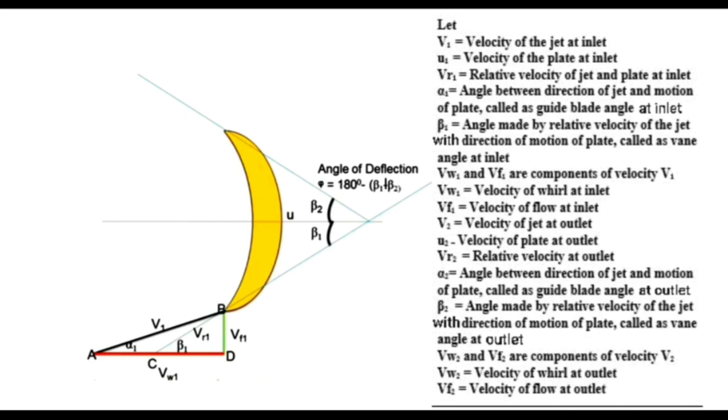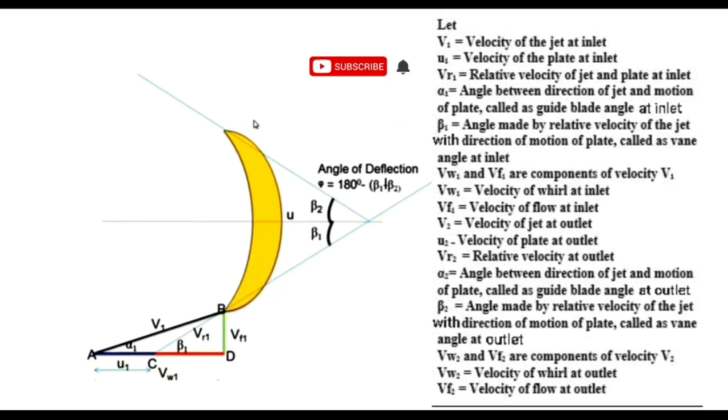So here we have AB is equal to V1, that is equal to velocity of jet at inlet, and BC is equal to relative velocity. The line joining these two velocities, that is AC, is nothing but U1. U1 is velocity of plate at inlet. With this, we have discussed all the velocity components that are included in the inlet velocity triangle. Now we will move to the outlet triangle.